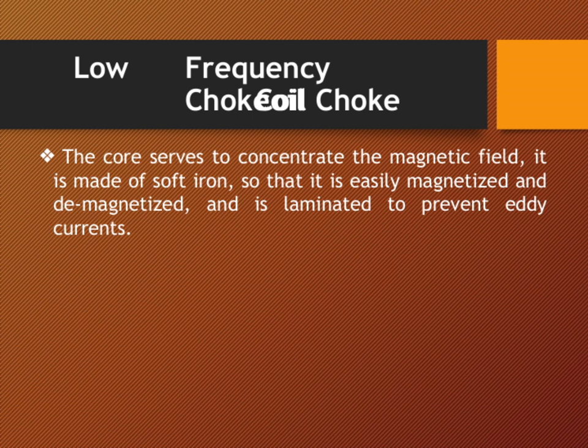This component is used to block or filter out high-frequency signals while allowing low-frequency currents to pass. It's a crucial part of many circuits because it helps smooth out the power supply and reduce unwanted noise. So, in the bigger picture, these components, like the core and choke coil, are essential for ensuring the proper functioning and efficiency of electrical and electronic systems.